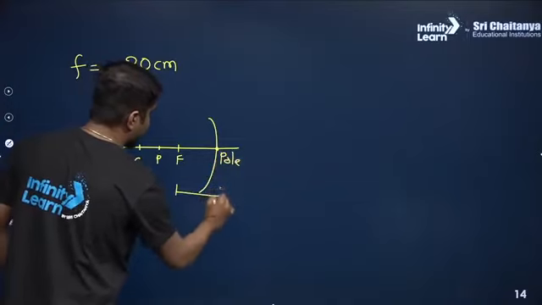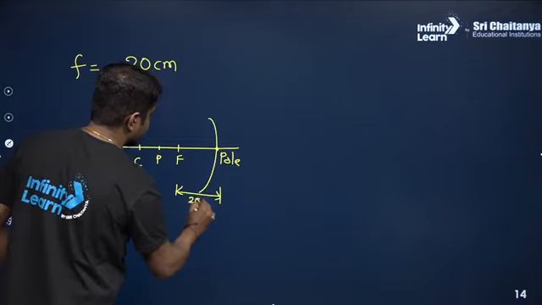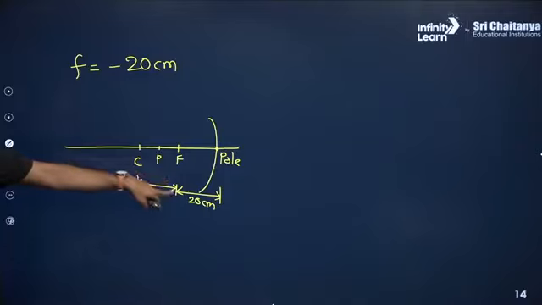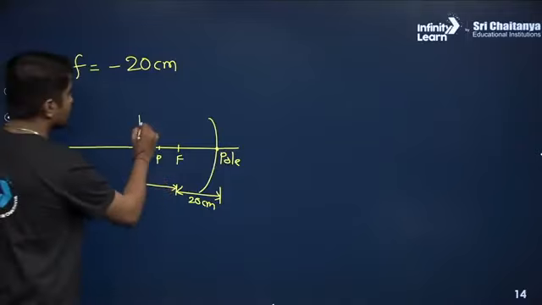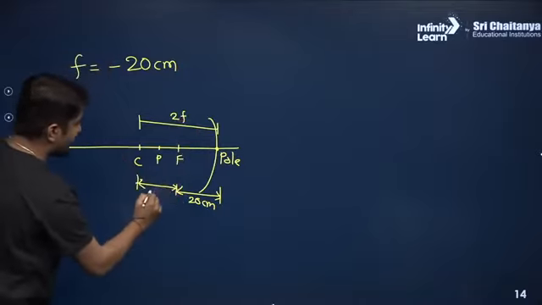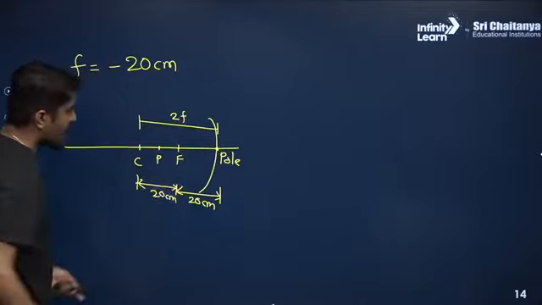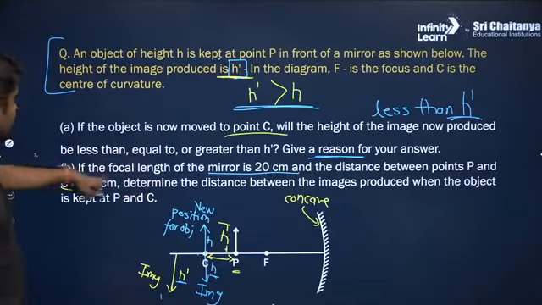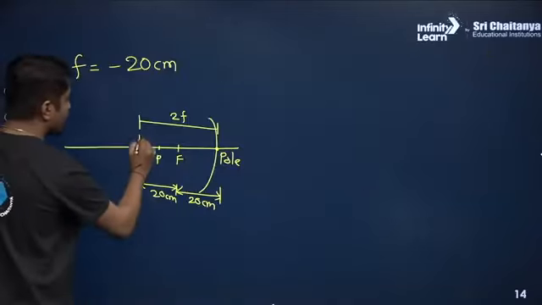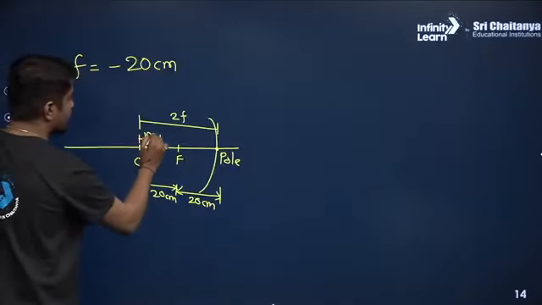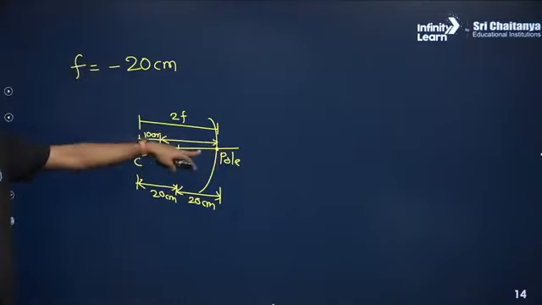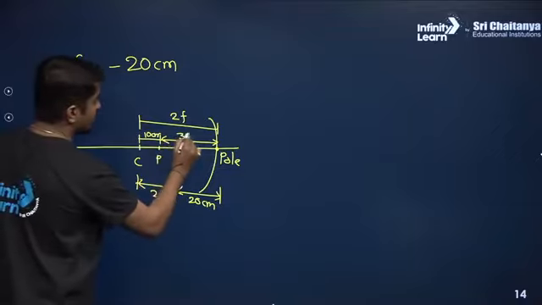This distance is given as 20 centimeter. And the distance between C and F is also equal to 20 centimeter. Why? Because this total distance is 2 times F. So this distance between C and F is also 20 centimeter. And what was given is the distance between P and C is 10 centimeter. So what will be this total distance? This total distance is going to be 30 centimeter.